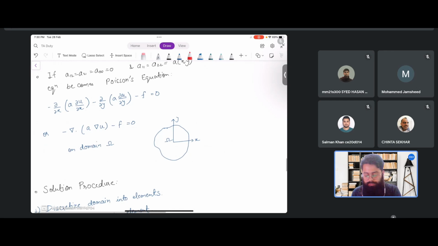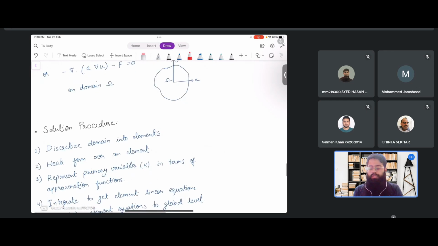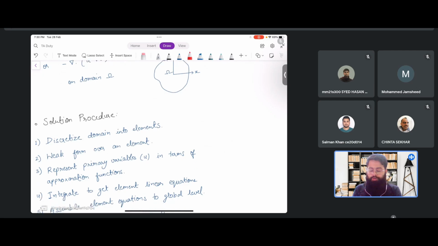So we'll see. First, we know the general procedure of an FEM problem. We discretize the domain into elements and form a weak form. We get the weak form of the given differential equation. So can someone tell me what a weak form is? Just for a quick revision. We did this a long time ago.